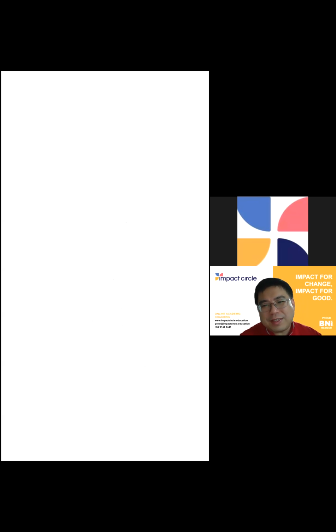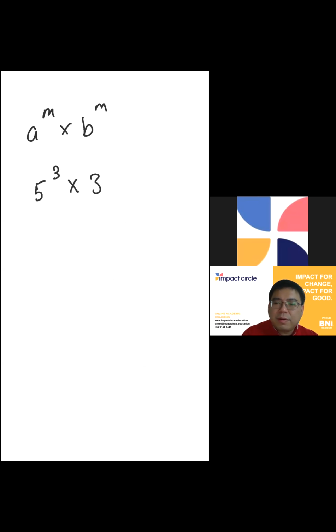We have 2 more laws of indices, right? And this is where we have indices with the same power. So let's try a to the power of m times b to the power of m. What does this mean? Let's give a simple example to take a look. Let's try 5 to the power of 3 times 3 to the power of 3.